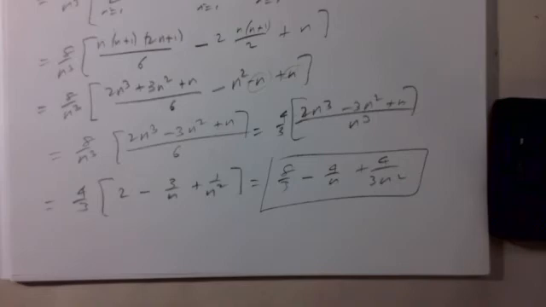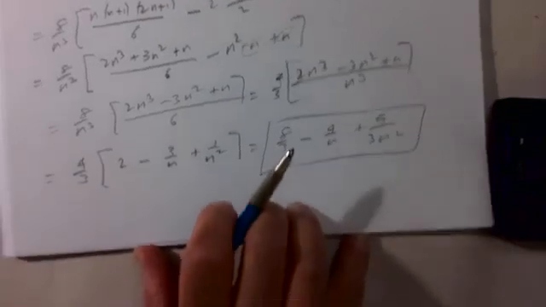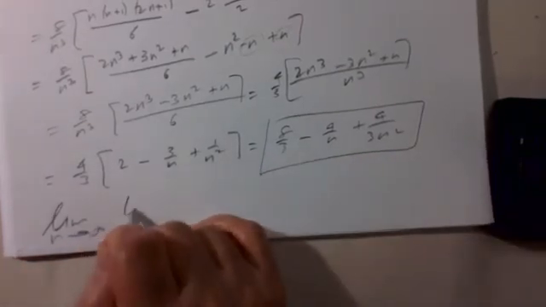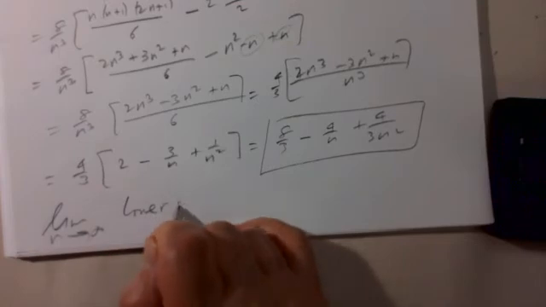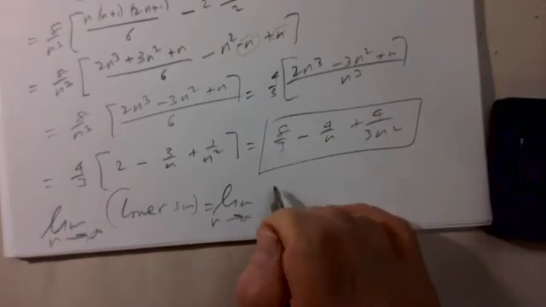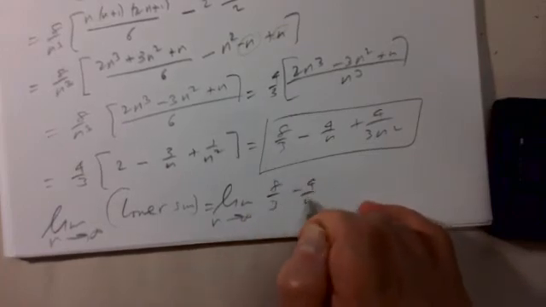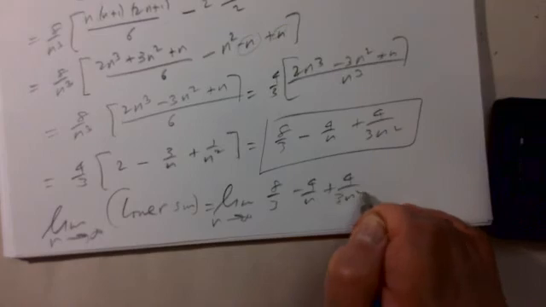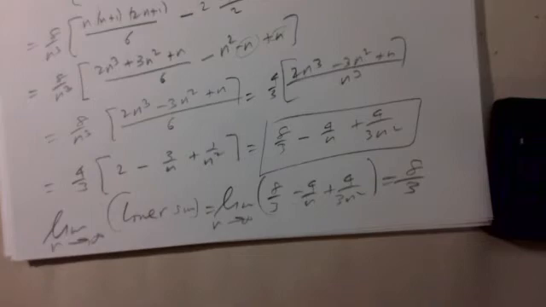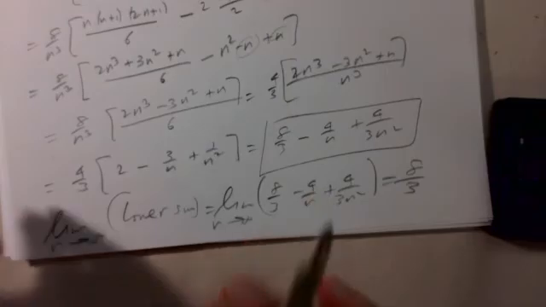So we just did this calculation. This is the lower sum. And the limit, as n goes to infinity, of this lower sum, it's the limit, as n goes to infinity, of 8/3 minus 4 over n plus 4 over 3n squared. These go to 0. That's 8/3. And if we do a similar calculation for the upper sum, we also get 8/3.